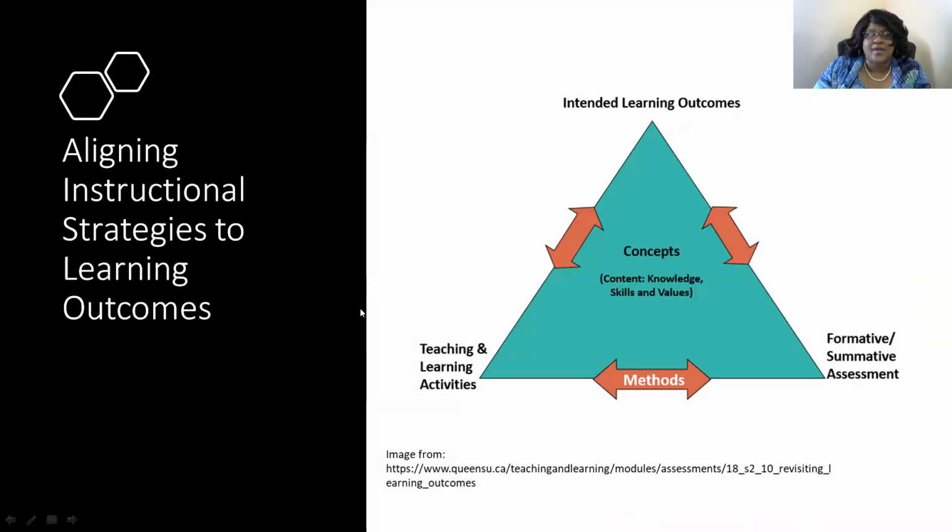Okay, so when we look at aligning our instructional strategies to learning outcomes, I wanted to go back to the triangle that I showed you right before I talked about assessment. Now, the reason we went to assessment first is why? Once we have our outcome, why do we need to clearly know how we're going to assess that outcome? Why is that important?